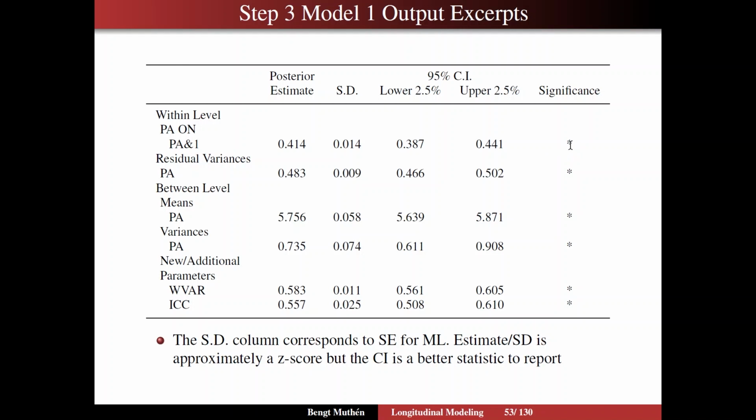So we give it an asterisk there. Now for residual variances here, or variances here. You can look at the variance here on between level. With Bayes, variances are always significant, in the sense that the confidence interval, or credibility interval as the Bayesians call it, never covers 0. The Markov chain Monte Carlo algorithm keeps it positive.